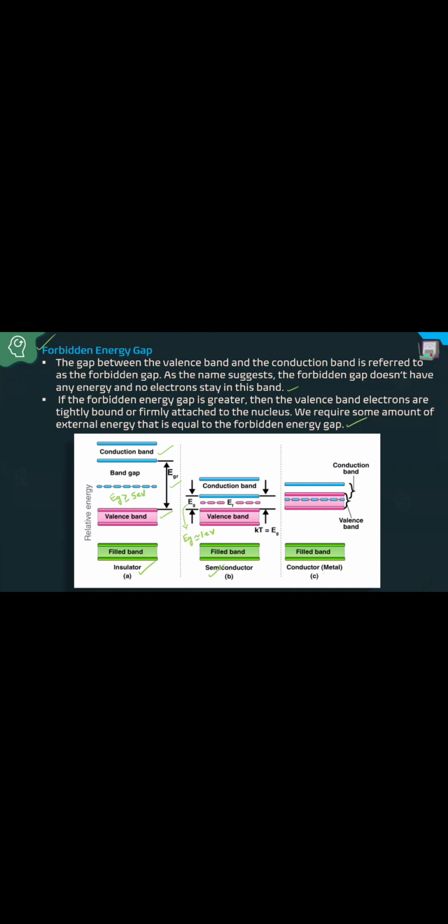But in the case of conductors or metals, the valence band and conduction band overlap, because of the free movement of electrons. Then what is the band gap energy? 0 electron volts. That means in the case of an insulator, there is a large band gap. In a semiconductor, there is a small band gap energy. But in the case of conductors, the valence band and conduction band overlap. Then there is a free movement of electrons.